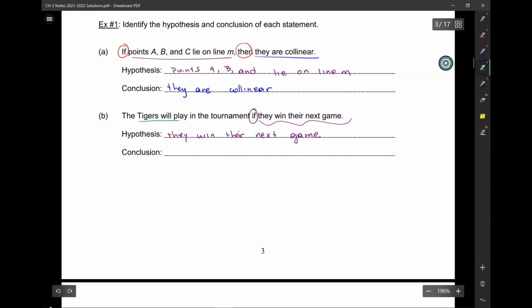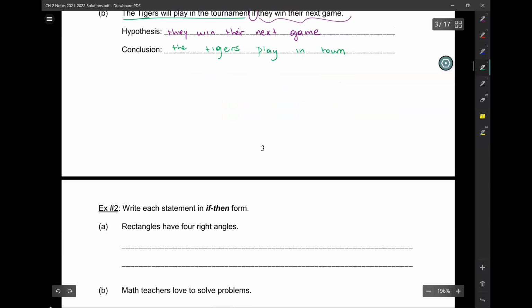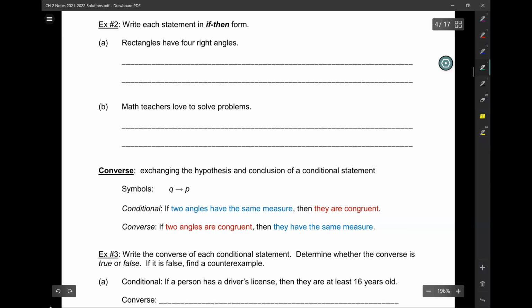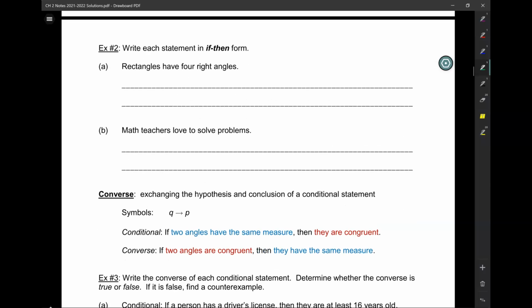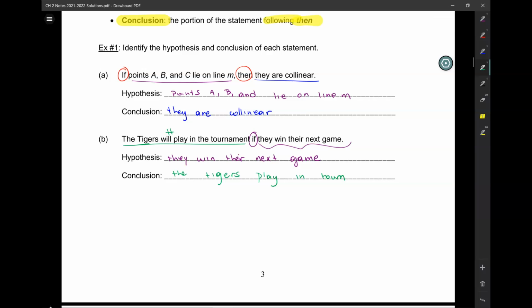And then the hypothesis is this one. The Tigers play in the tournament. Okay? All right. Let's write things in if-then form. One more thing about this one. You could also take the subject and put it here, right? So you could also, instead of they, say the Tigers here, okay? So it makes more sense syntax-wise.